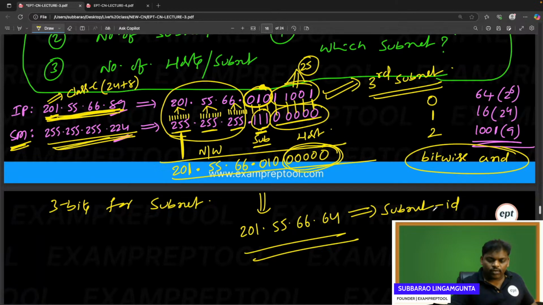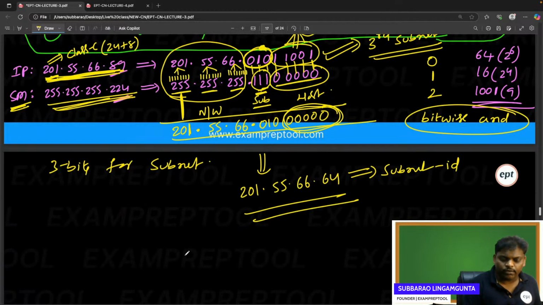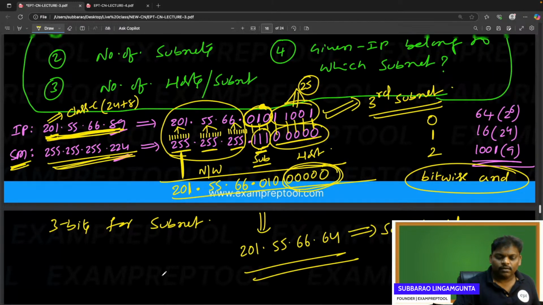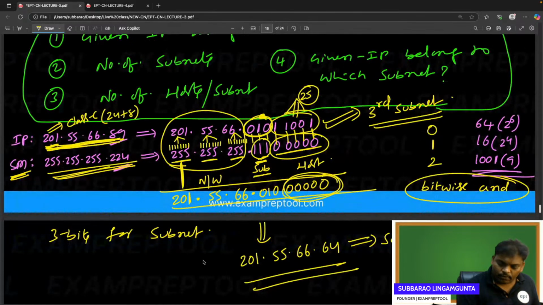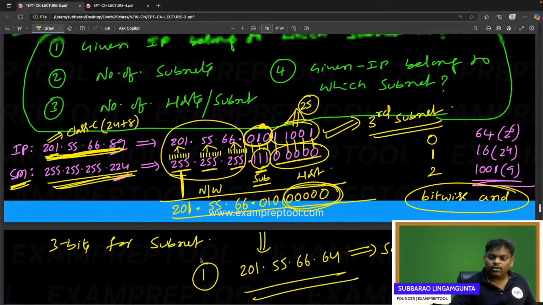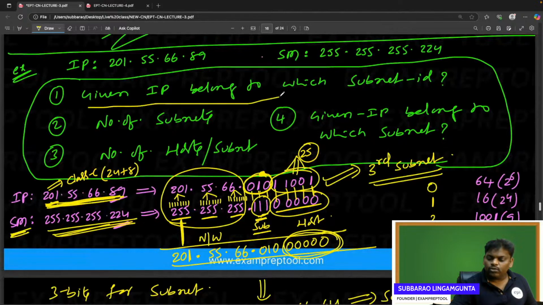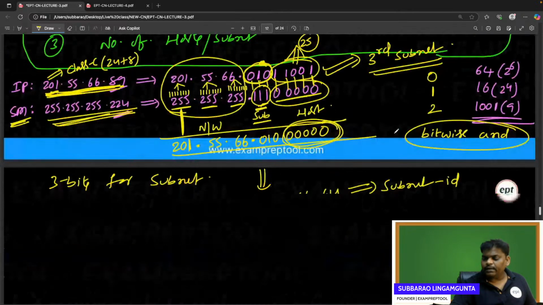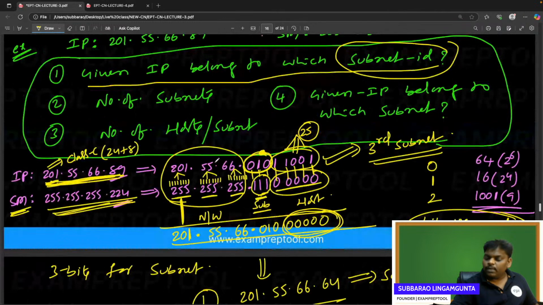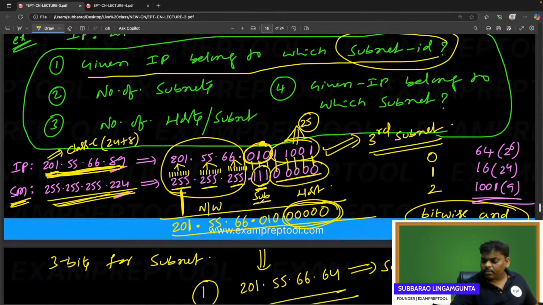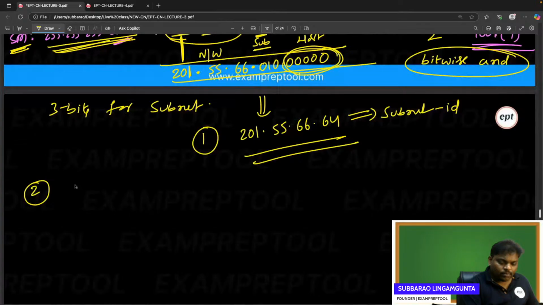Now can you catch it point by point? So the first problem I am asking, question number 1: the given IP belongs to which subnet ID? You want the subnet ID. Question number 2: number of subnets, how many? That is very easy. Subnet purpose 3 bits, so 2 power 3 subnets possible.